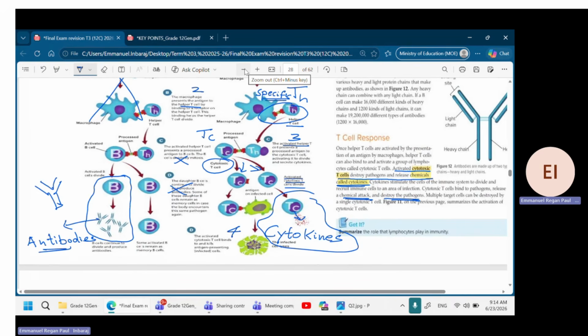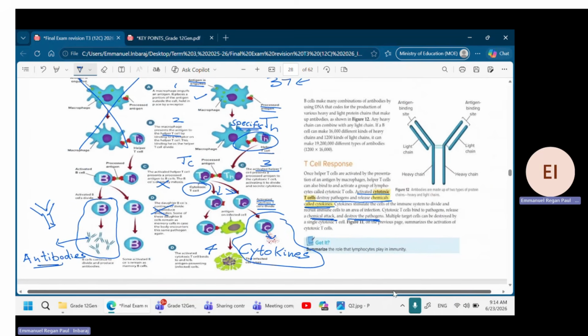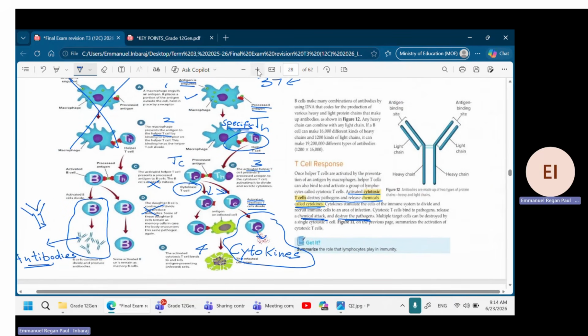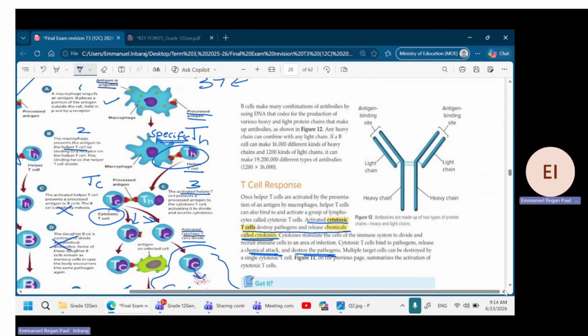Now let's do some questions. Before that, let me show you this also. This is the structure of antibodies. I said Y-shaped structure because this is there in your textbook. The antibody is made up of two chains. The light chain is outside, and inside you have the heavy chain. And these two together at the tip are called the antigen binding site.